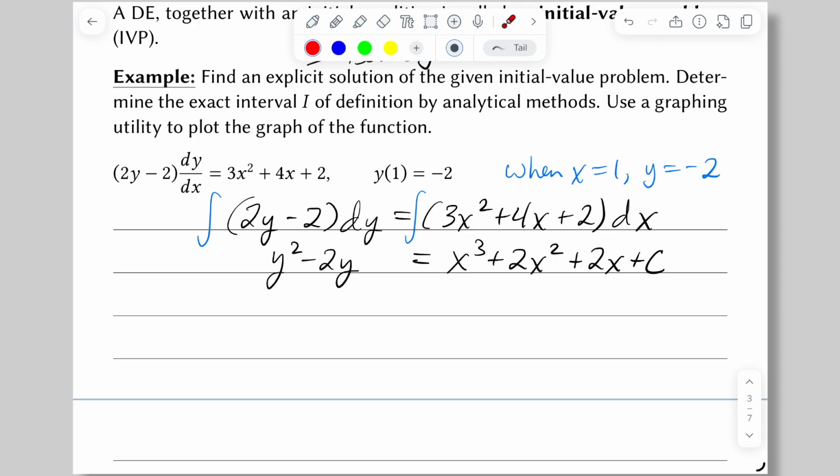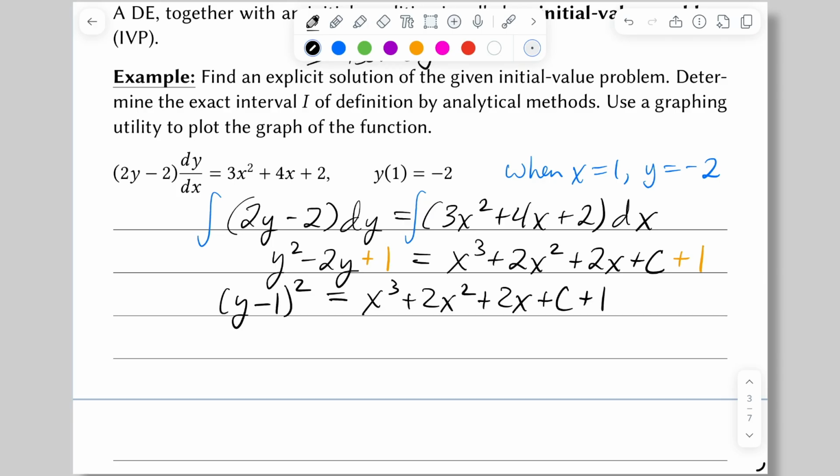After separating by multiplying both sides by dx and then integrating using the power rule, we have y squared minus 2y equals x cubed plus 2x squared plus 2x plus c. First thing, I want to solve for y, and here we're going to actually complete the square. Since we have y squared minus 2y, we cut that linear term in half, square it, and in this case we're going to add 1 to both sides. Left-hand side factors into y minus 1 quantity squared. Right-hand side remains unchanged after adding 1.